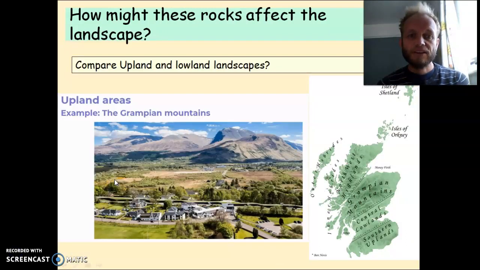So I mentioned that we get different types of landscapes, and this is again something that the examiners want you to know and to be able to explain. Okay, so I've got a picture here of an upland area, the Grampian Mountains, so up in Scotland. You might have mentioned that sort of thing in your description of distribution. These are where we've got our metamorphic and igneous rocks.